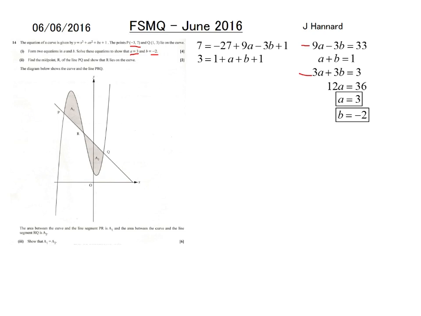Part 2, find the midpoint R of the line PQ and show that R lies on the curve. So P is minus 3, 7, and Q is 1, 3. Therefore, the midpoint of that is minus 1, 5.